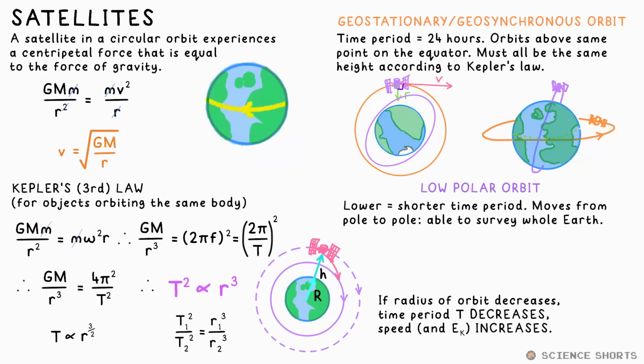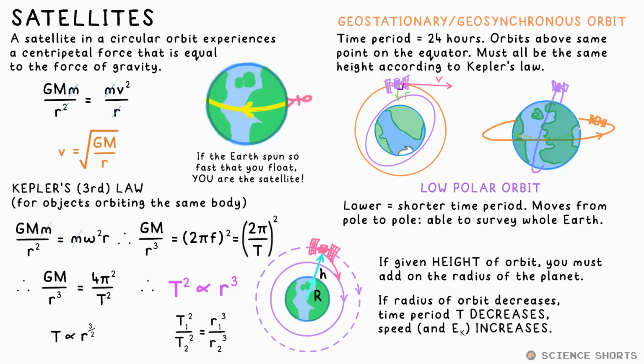You can sometimes be asked the question, how fast would the Earth need to spin for you to appear weightless? In that case, you've just turned into a satellite, and your r is the same as the Earth's radius. All we do is use m omega squared r again. We just do exactly the same thing as we've done before.